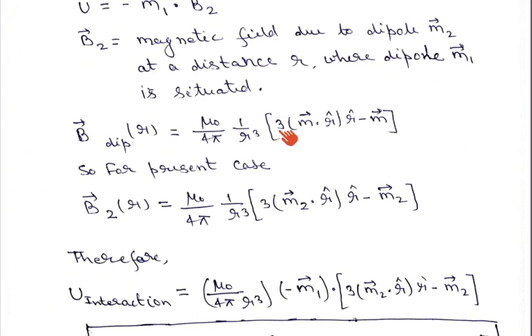The same formula we can modify. In one of my lectures I have modified the same formula, so it can be written like this, in terms of the radial component. B dipole at position r can be written as mu 0 upon 4 pi, 1 upon r cube, in brackets 3 m vector dot product with r unit vector, bracket closed, r unit vector minus m vector. This is the magnetic field due to a dipole m at some distance r.